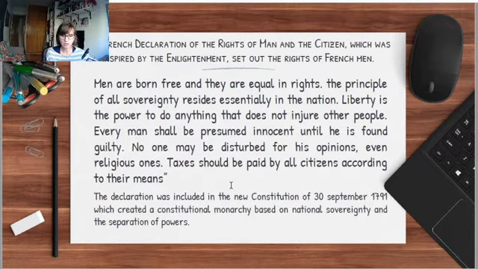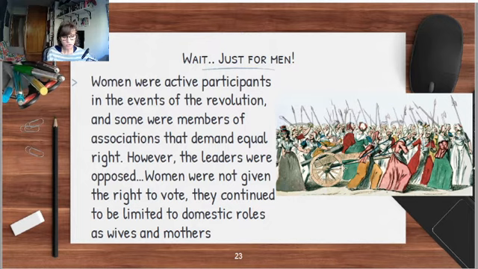We have here a fragment of the Declaration of the Rights of Man and of the Citizen, and also, just as a curiosity, the Women's March on Versailles. After the storming of the Bastille, power was shared between Louis and the National Assembly. The Assembly wanted to create a constitutional monarchy, as I told you.